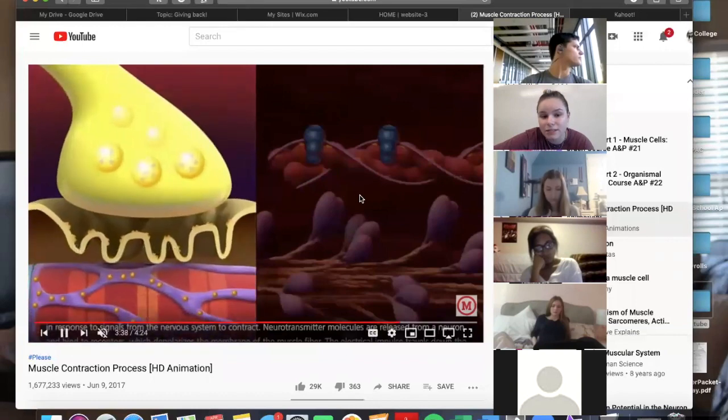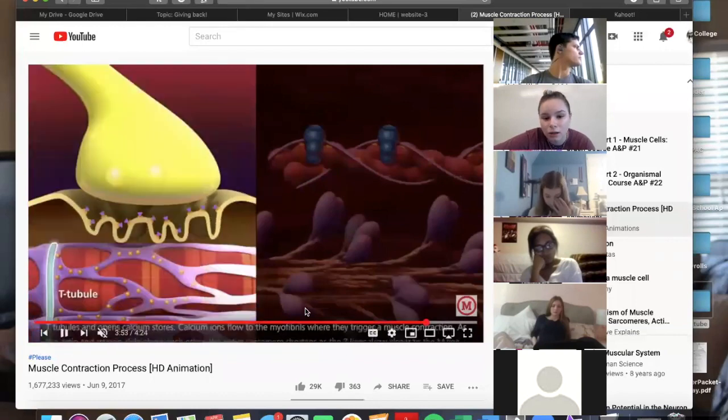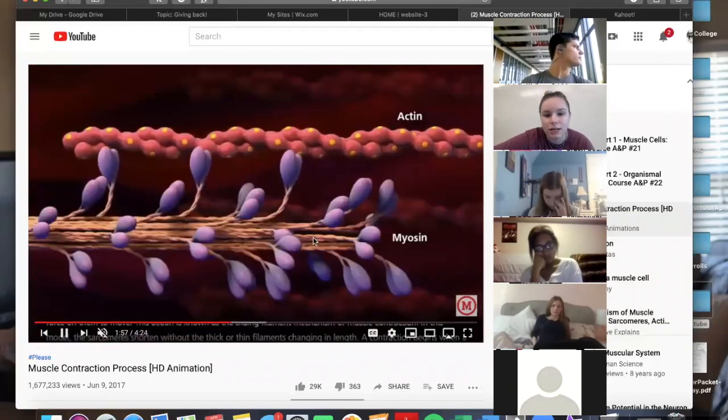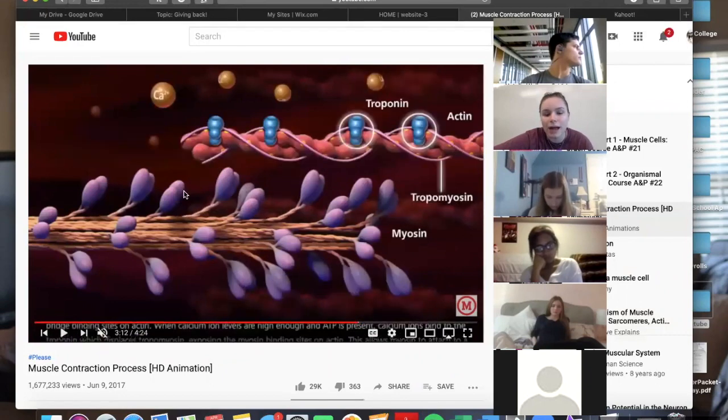And if you haven't watched any of this, this is what actin and myosin look like. This is myosin, this is actin, right? Tropomyosin is this filament, and then troponin is this blue protein that the calcium binds to, okay? Watch this video. If you are confused, this will clear up so many things.